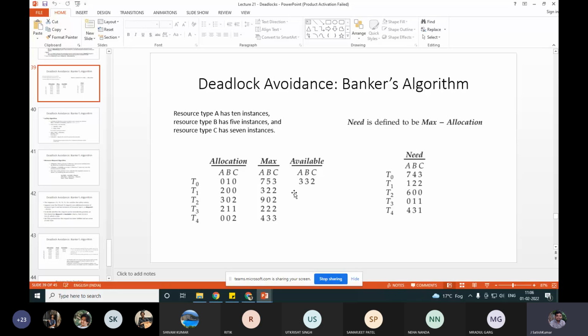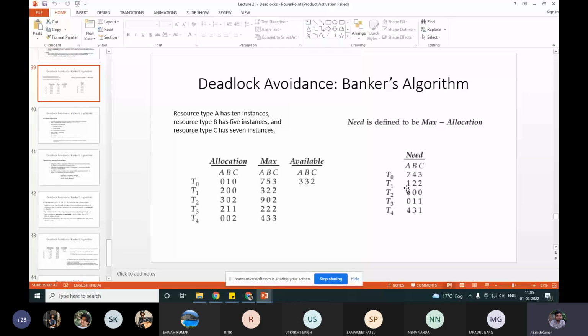Based on this need and this available, whichever thread can be satisfied, you allocate the resource to that one only. See, thread 0 needs 7 instances of resource A, but we have only 3. If you allocate these available resources to thread 0, then the system will go into deadlock. But if you allocate to T1 first, T1 is meeting the need. So you can allocate T1 first. Then your system will not go into deadlock. This will be satisfied. Thread 1 will finish its execution.